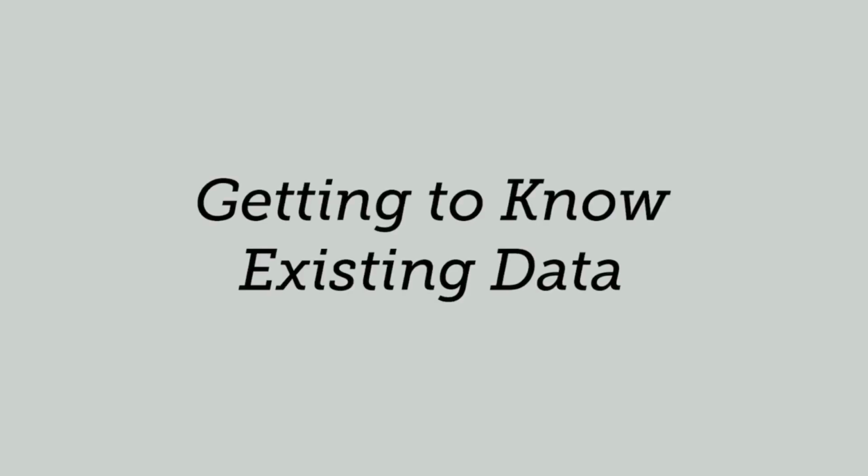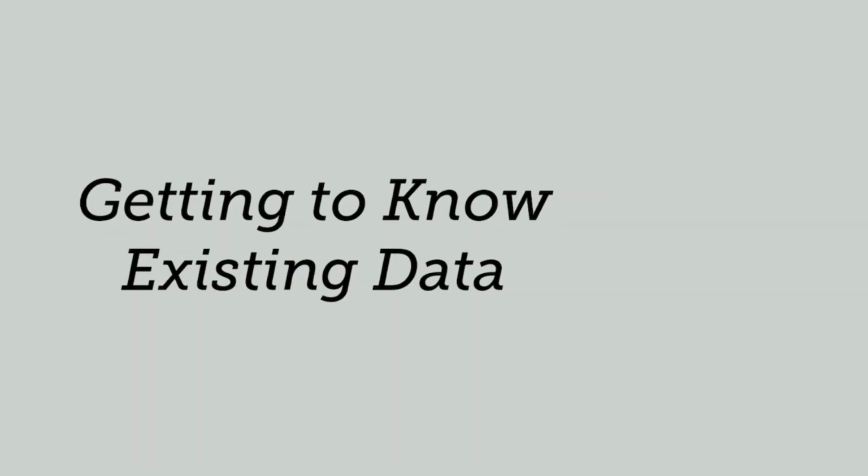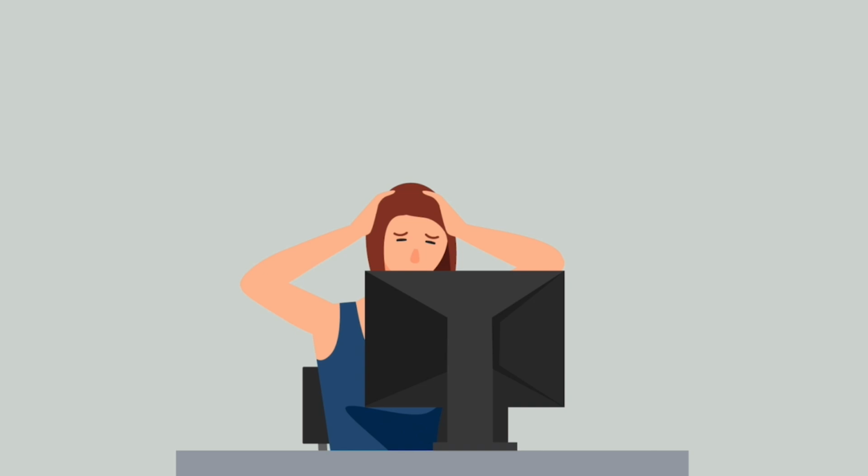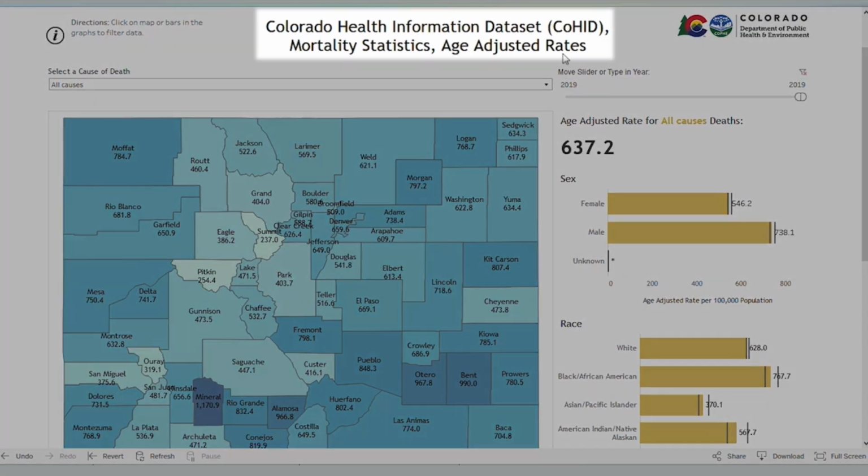Getting to know existing data. When you first look at data from an existing source, it can be overwhelming to interpret at first glance. Here are some questions to help you get to know the data. Titles and labels. Is the table or chart titled and labeled descriptively and clearly?